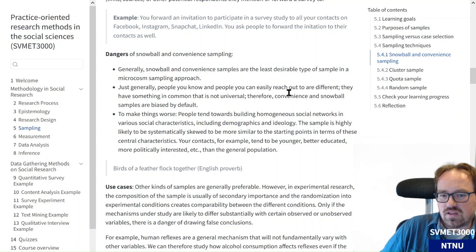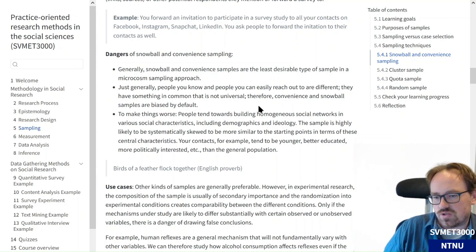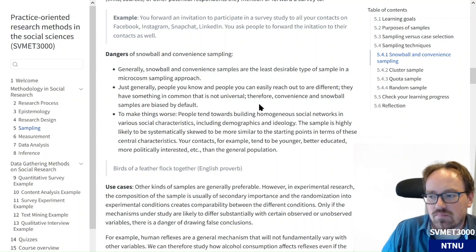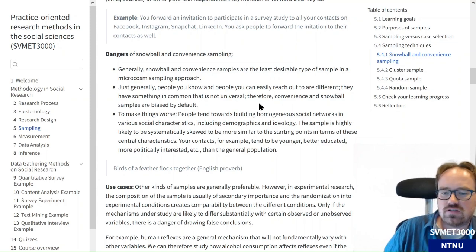Just generally, people you know and people you can easily reach out to are different. They have something in common that's not universal. There's some reason why you know them and why it's easy for you to reach out to them. I'm not saying anything about what these reasons are, but certainly there must be something that differentiates them from other people. Therefore, convenience and snowball samples are biased by default.